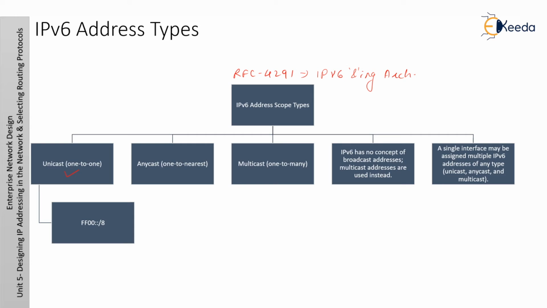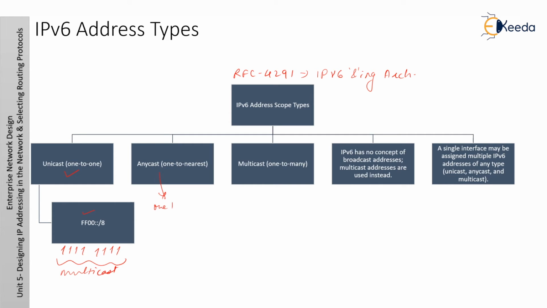First one is unicast, one to one. Similar to IP version 4, an IP version 6 unicast address is for a single source to send data to a single destination. A packet sent to a unicast IP version 6 address goes to the interface identified by the address. The IP version 6 unicast address space encompasses the entire IP version 6 address range, with the exception of the FF00::/8 range, addresses starting with binary 11111111, which is used for multicast. The IP version 6 unicast address section discusses the different types of IP version 6 unicast address under document RFC 4291.